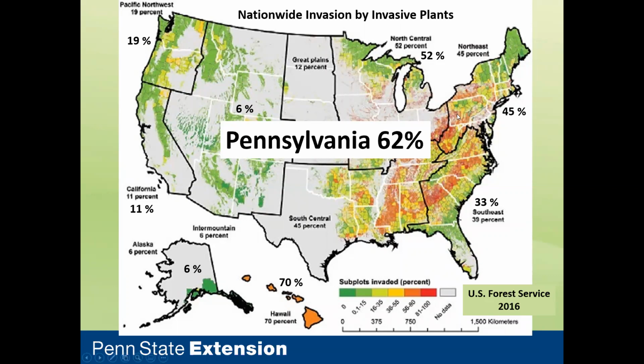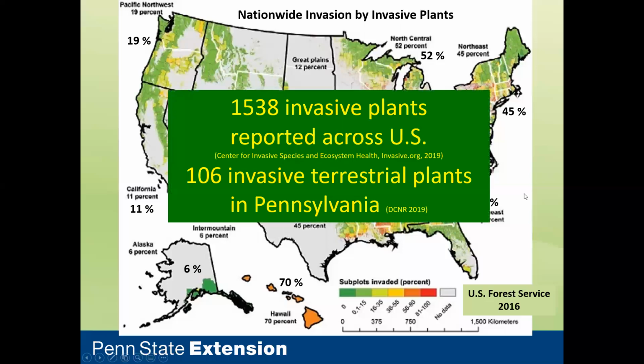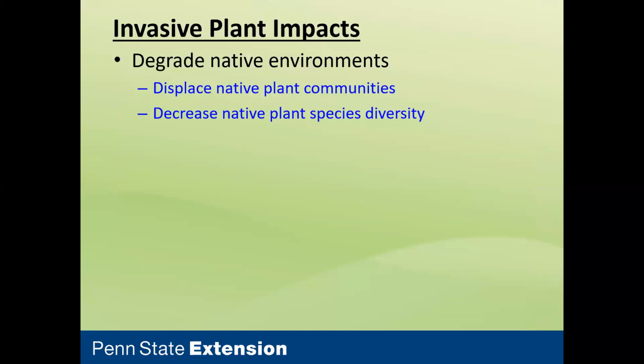I did want to point out the line here. So here's the line we were talking about, Pete, between New York State and Pennsylvania. So something a little funky going on with the data there, but I still think overall it's a pretty good reflection of the presence or absence of invasive plants. And then this gives you an idea of the numbers of plants that we're talking about. More than 1,500 invasive plants are recognized or reported across the United States, and over 100 invasive terrestrial plants just in Pennsylvania, as reported by the Pennsylvania DCNR, and that's 2019 data there.